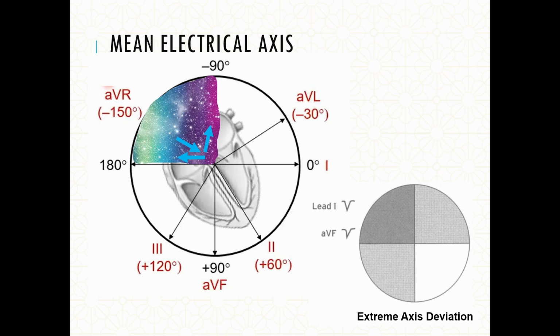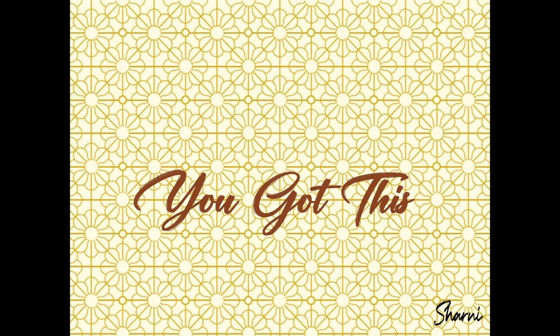In this course, we refer to it as extreme right axis deviation, but if you just remember it's the extreme one, you should be okay. Of course, we are moving away from lead 1 and away from AVF, so we're expecting both of those leads to be negative, which tells you that we end up in this upper left quadrant. Both of those are going to have negative inflections in the leads. Okay, you got this.